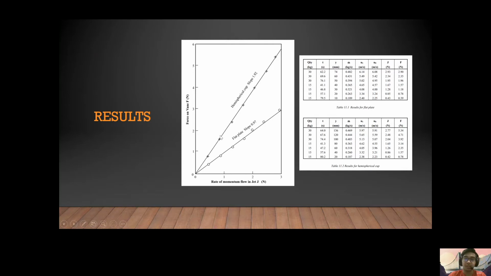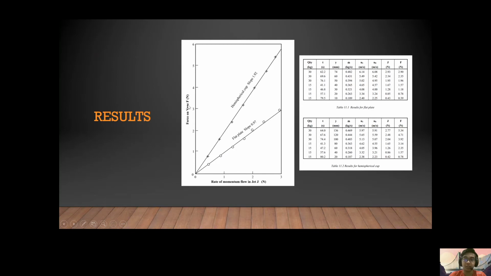If you plot it, you can see this is the hemispherical cup slope and this is the flat plate slope. This is the flow rate that we get, this is the one that we apply to the jet, and this is what we calculate using the formula I mentioned before. This is to calculate the momentum, and this is the force we calculated from the jockey weight displacement. We want to compare these two. If it's theoretically true, an ideal situation, this will equal this. That's why we plot this graph.